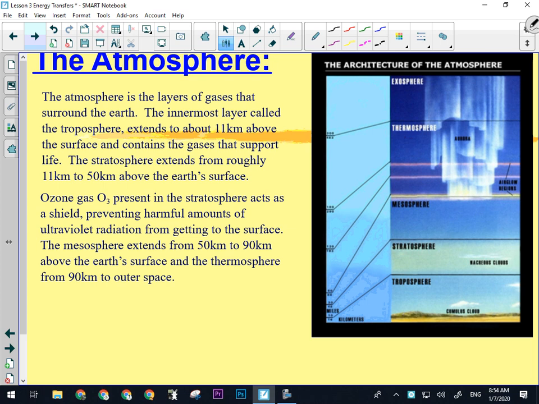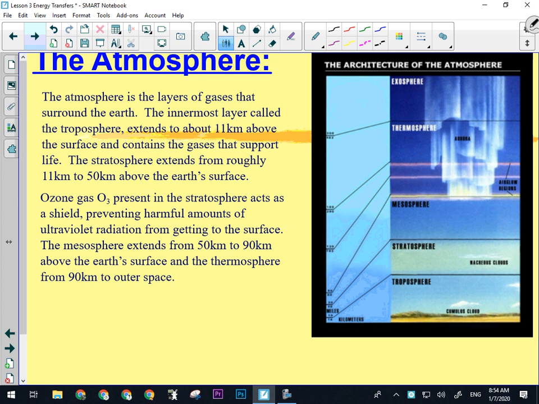So the atmosphere is the layers of gases that surround the Earth. The innermost layer, and I'm not ever going to ask you about the names of the layers, but the most important layer for us is the troposphere. That's the layer in which we live. It extends to about 11 kilometers above the surface, and contains gases that support life. The stratosphere is the next layer. It's also pretty important in terms of energy transfers and weather. It extends to about 50 kilometers.